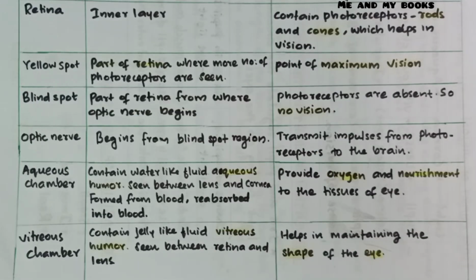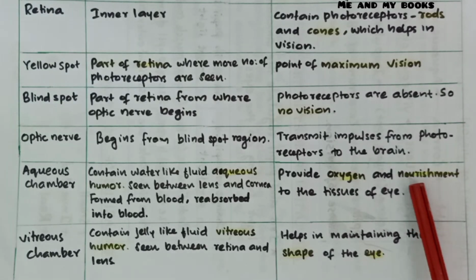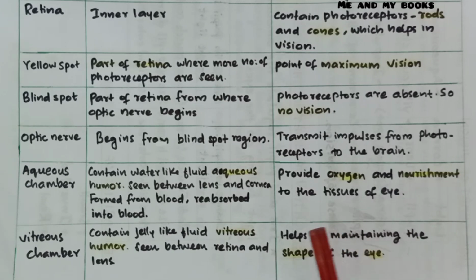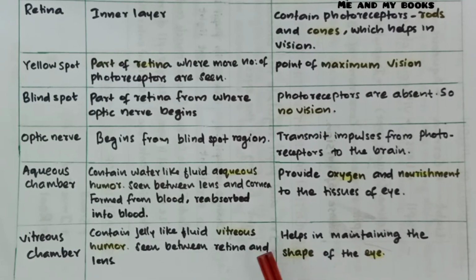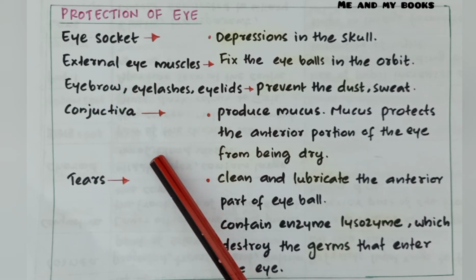And there are 2 chambers in our eye, aqueous and vitreous. First one, aqueous chamber. It contains water-like fluid, aqueous humor. This chamber is seen between lens and cornea, formed from blood reabsorbed into blood. And what is its function? It is providing oxygen and nourishment to the tissues of the eye. And next one, vitreous chamber. It contains jelly-like fluid, vitreous humor, seen between retina and lens, and this one helps in maintaining the shape of the eye. As eye is one of the important organ, protection is also necessary, right?